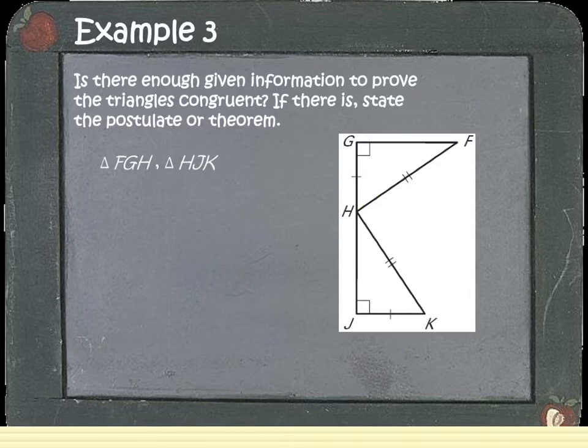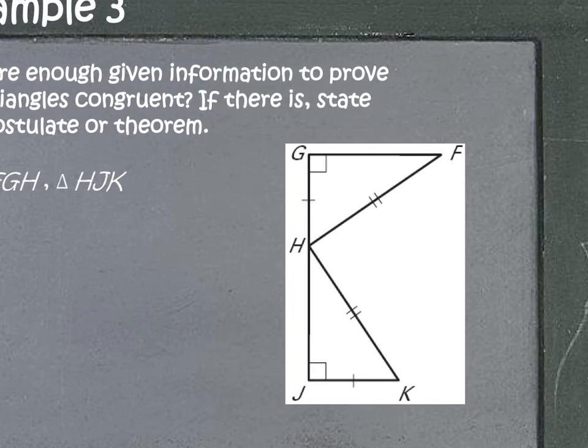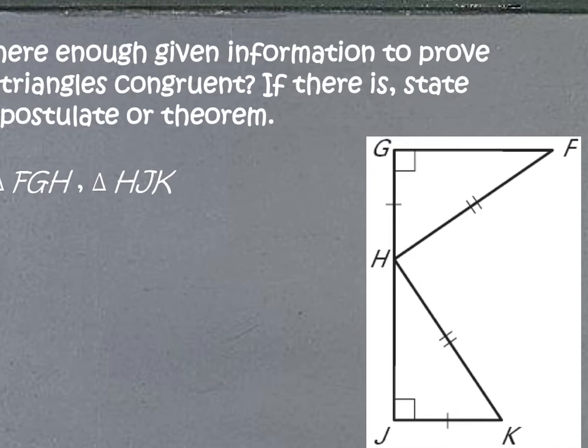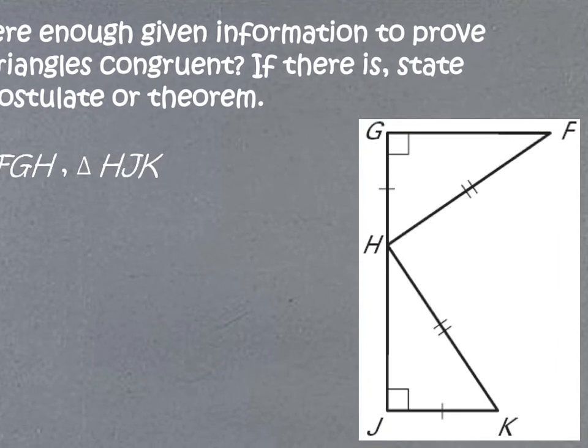All right, don't worry, the rest get a little easier. Is there enough information to prove the triangles are congruent? If there is, state the postulate or theorem. Talk to me about this one. HL. Talk to me about why HL. Both right triangles.